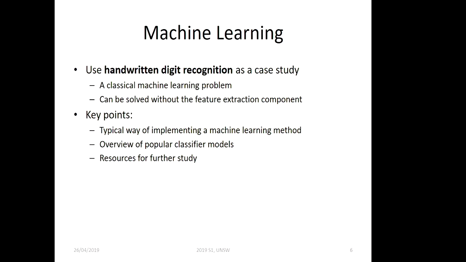And also with handwritten digit recognition, you can just use the whole image as the input data. So you wouldn't need to do very complicated image processing or computer vision manipulations. So it's pretty independent of the feature extraction component, and we can just focus on the machine learning aspect of this problem.